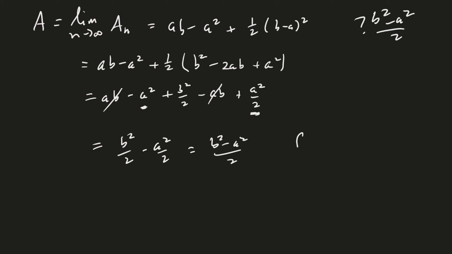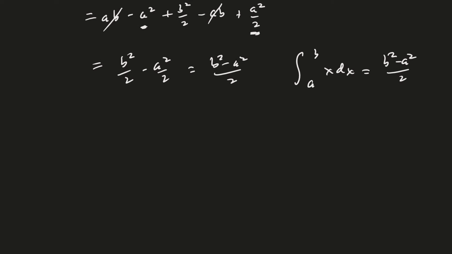Good. So therefore we have shown that the integral from a to b of x dx is equal to b squared minus a squared over 2. Similarly, we should be able to show in exercise number 28 in 5.2 that the integral of x squared dx is going to be b cubed minus a cubed over 3. Good, so see if you can do that one. That's a little bit trickier. The algebra is a little bit longer, but it's not too bad.